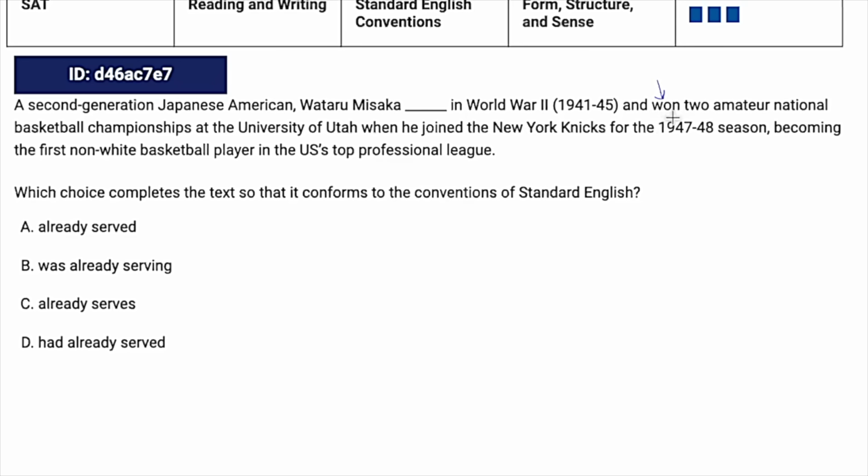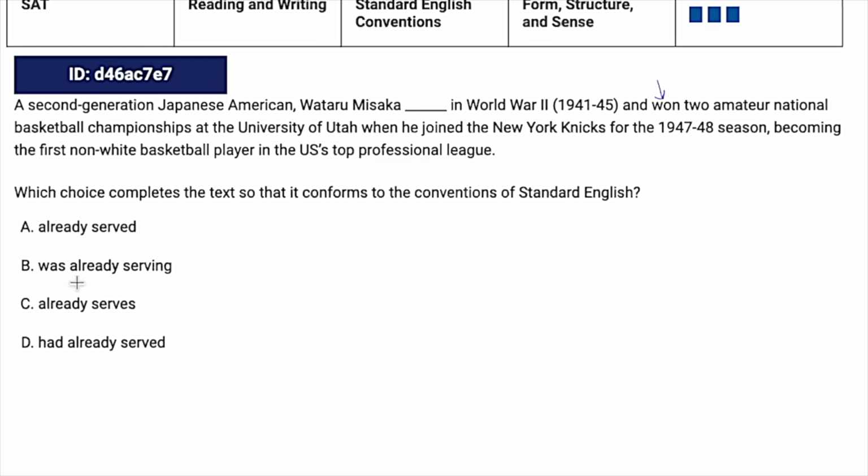So I know at the very least I need some form of past tense, just like the first question we did. And I'm specifying simple past tense because a lot of the time you'll want to match simple with simple. But the big takeaway here is let's get rid of any present tense options first. So choice A, already served. So served is going to be past tense, right? So we can keep that one.